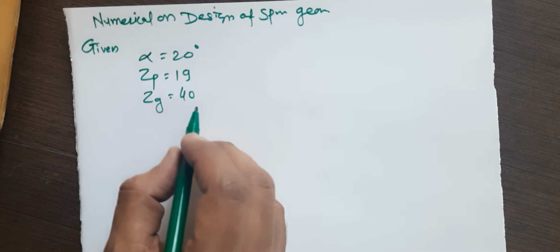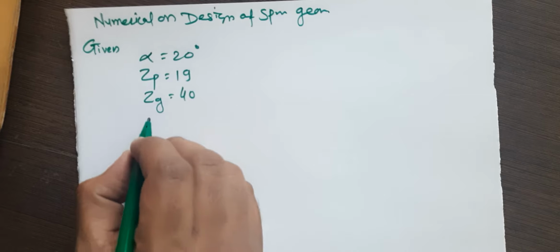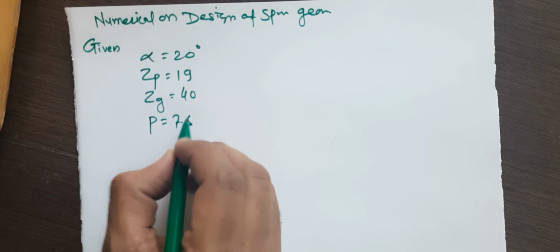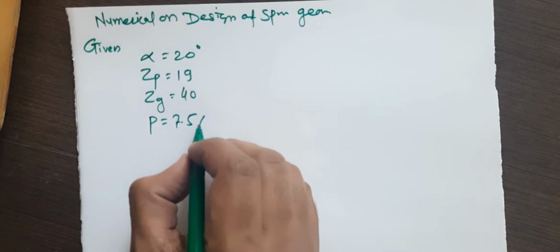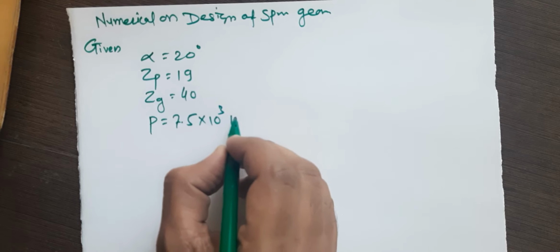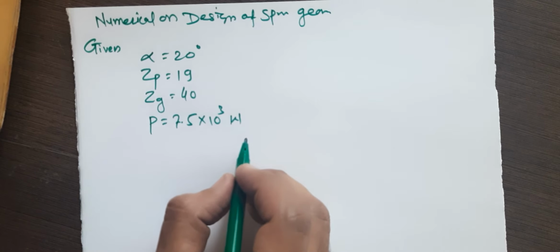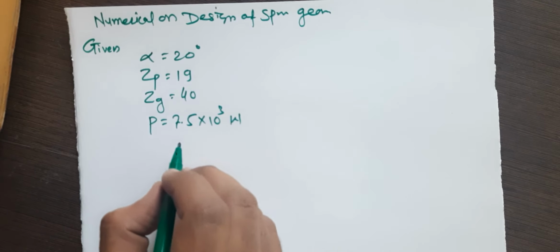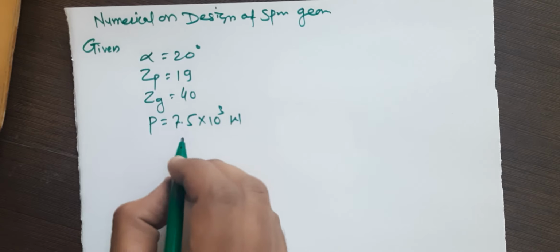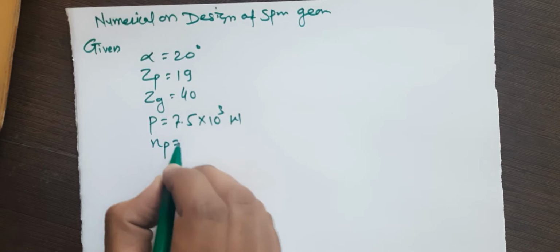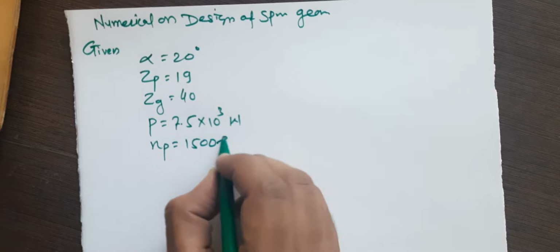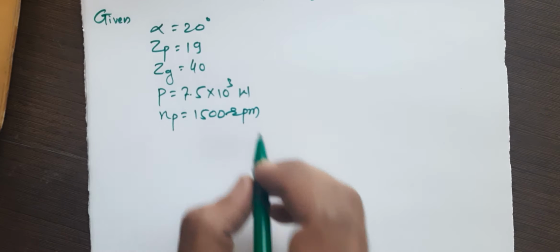The pinion is mounted on a crankshaft of a 7.5 kilowatt single cylinder diesel engine, where power is given as 7.5 kilowatt, which means 7.5 into 10 raised to 3 watts. Diesel engine running at 1500 rpm. So the speed of pinion is given as 1500 rpm.